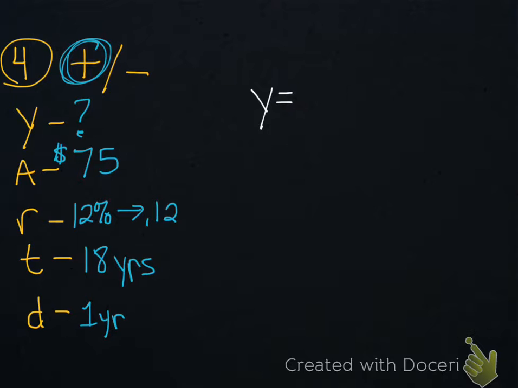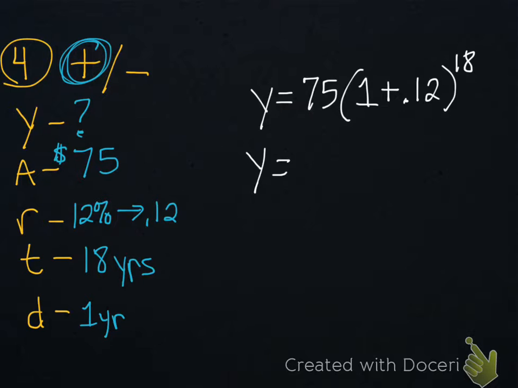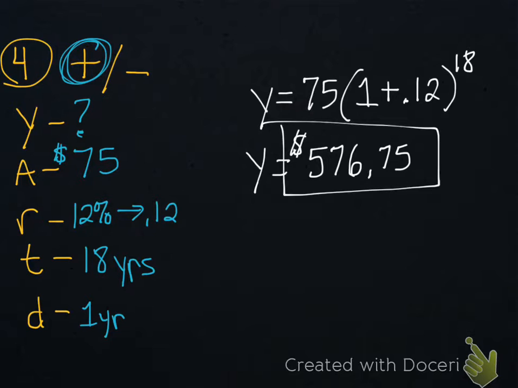Y equals 75, parenthesis, 1 plus, because it's appreciating, 0.12 raised to the 18th power. Wow, maybe it'll be a big number. Okay, let's see. Plug it all in. It's worth $576.75. Not bad, but I'd keep it a few more years and let it gain more value.